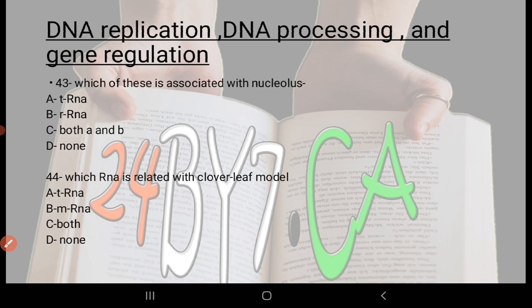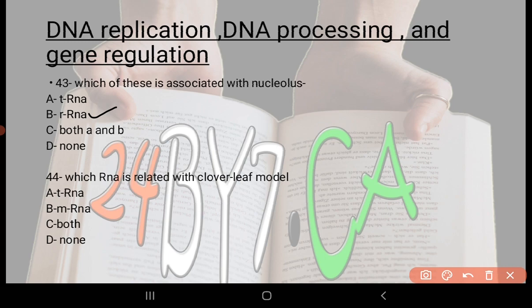Next question. Which of these is associated with nucleolus? A. tRNA, B. rRNA, C. both A and B, or D. none? So the right answer is option B, rRNA or ribosomal RNA. Next question.